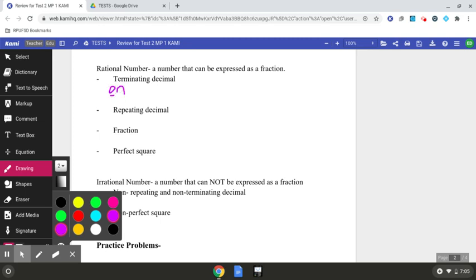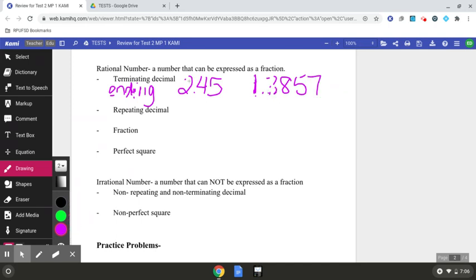That just means that it's an ending decimal. So 2.45, 1.3857, it still stops, so it's still rational. These are all examples of terminating or ending decimals, which therefore are rational. Sometimes you will have to put terms into your calculator to determine if you're getting a terminating decimal. But again, if you get a decimal that stops, then it's rational.